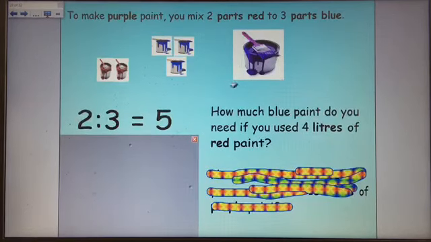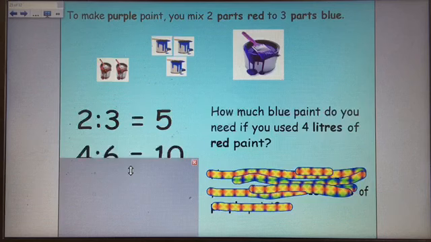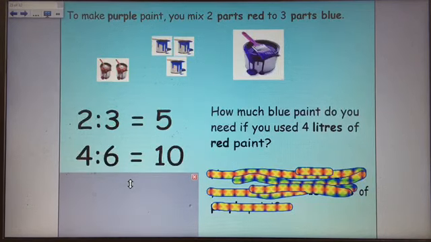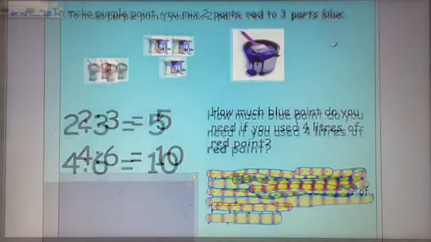Okay, so my first question says, how much blue paint do you need if you've used 4 litres of red paint? So if you use 2 litres of red paint, you'd need 3 litres of blue, which would make 5 litres overall. So if you had double the amount of red paint, because using 4 litres, you'd need double the amount of blue, which would be 6 litres, and then you get 10 litres of purple paint overall. So these are actually equivalent ratios. This is just a simplified version of this.